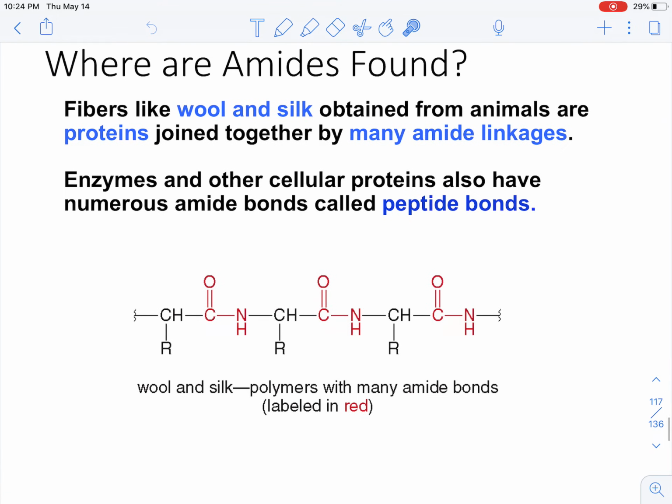And so fibers in wool also have many amide linkages that give them their distinctive strength and flexibility.